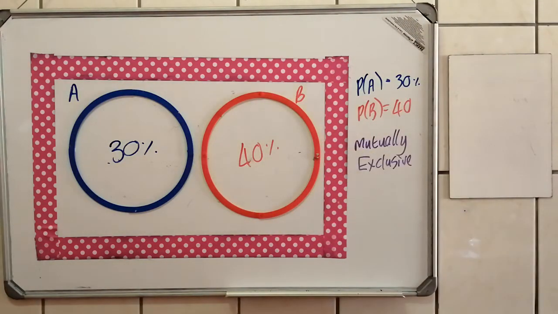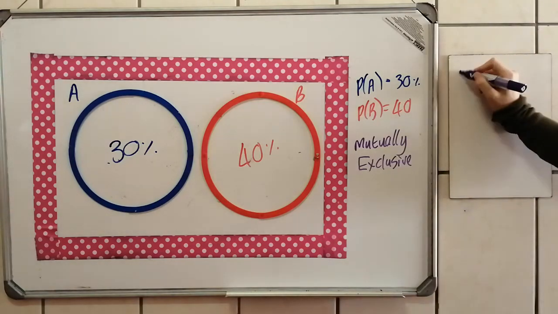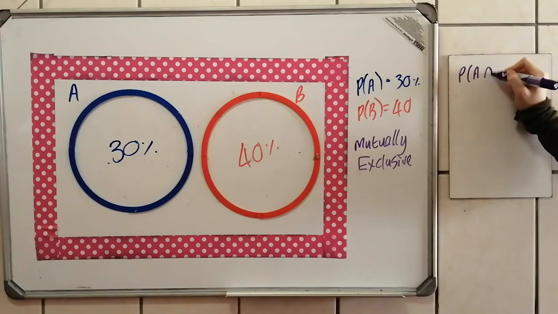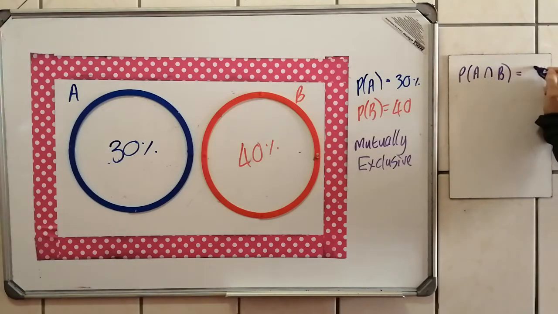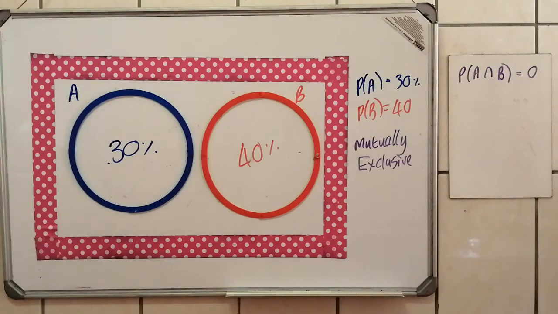The first question says, determine the probability of A and B. And I hope you agree, they have nothing in common. We're told they're mutually exclusive. So the probability for A and B immediately you can see is 0. It's impossible to get A and B at the same time because they're mutually exclusive.